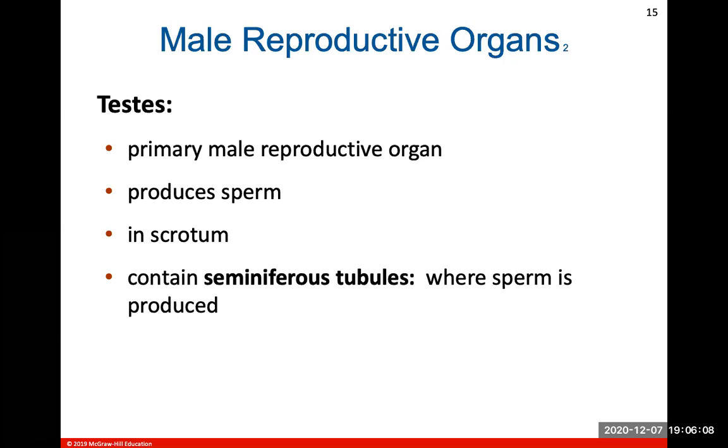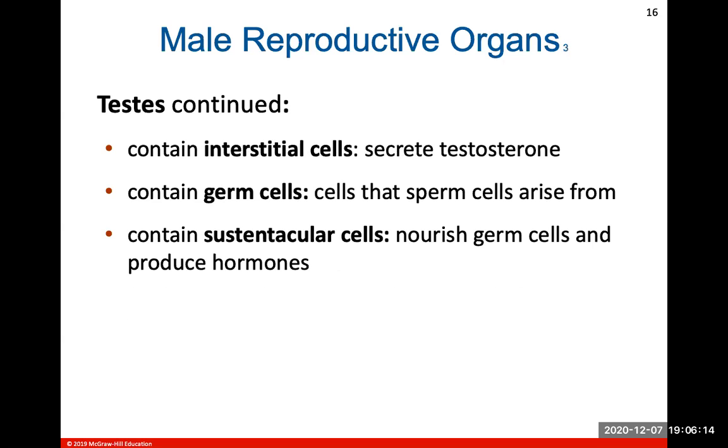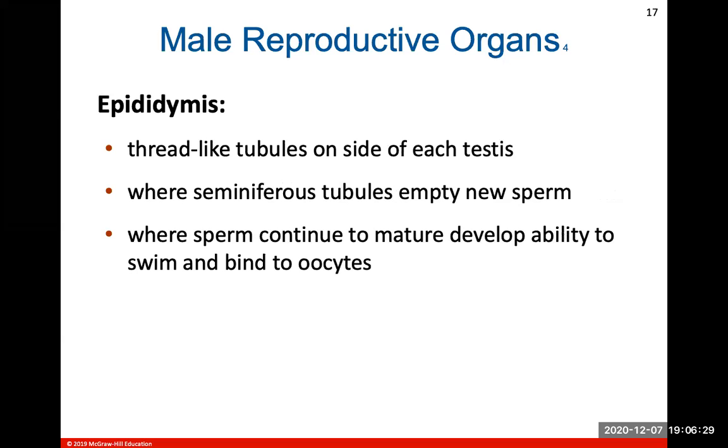The testes produce sperm. They're in the scrotum, and they contain the seminiferous tubules, which is the specific location where sperm are produced. They contain interstitial cells, which secrete testosterone. They contain germ cells that sperm cells will arise from, and they contain sustentacular cells, which will nourish the germ cells and produce the hormones.